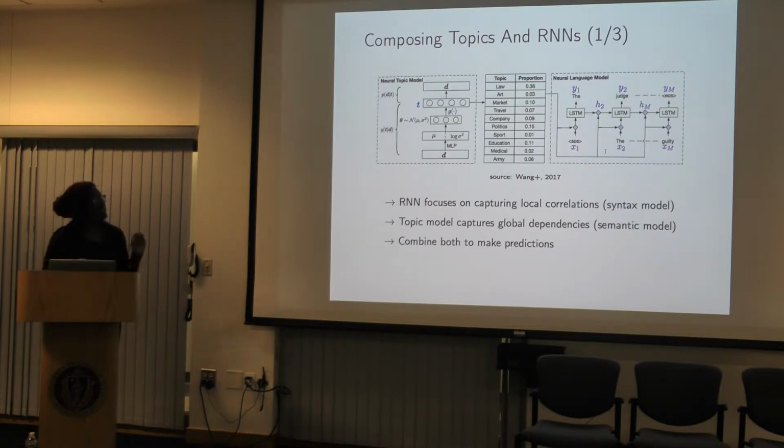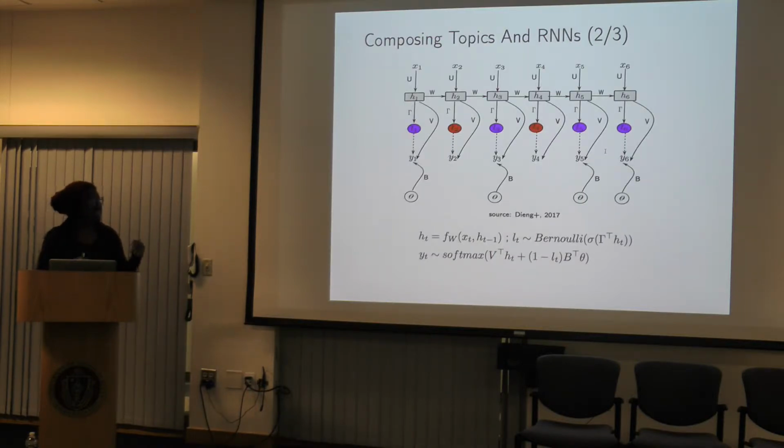So yeah, I have my semantic model, I have my syntax model. How can I combine them? The intuition in wanting to do that is you want the RNN to focus on capturing local dependencies. Remember, I motivated at the beginning that the RNN is just trying to do too many things. One of those things was capturing these local correlations, but also trying to remember the past. So we will instead just let it focus on capturing local correlation and have the topic model capture the global dependencies. So I'll have my RNN be my syntax model, and I'll have my topic model be my semantic model, and I'll combine them to make prediction. So how do we combine them?